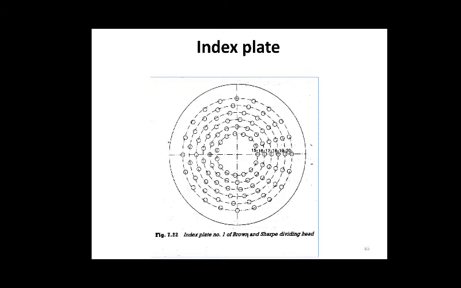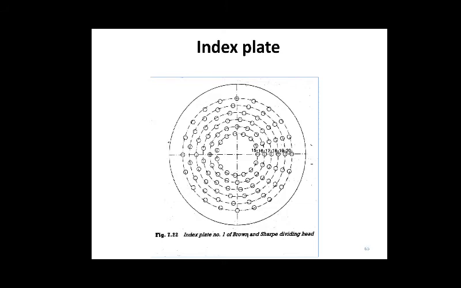In simple indexing, any one of the index plates is used in conjunction with the worm. To find the index crank movement, the formula is 40 upon N, where N is the number of divisions required. For milling a gear with 20 teeth, N is equal to 20, so the index crank movement is equal to 40 upon 20. So the index crank movement is 2 whole turns. That means the index crank is to be rotated through 2 complete turns.